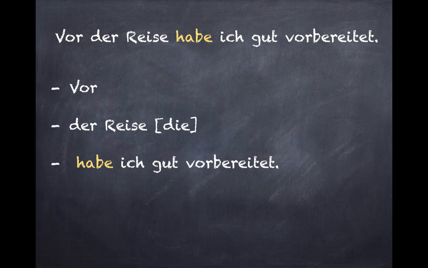Vor der Reise habe ich gut vorbereitet. Before the journey, I have prepared well. Vor der Reise. Vor is a preposition. Reise, the article is die, changes into der because it is a dative preposition. And then verb, habe, and the rest of the sentence. Since it is a perfect tense, we write the helping verb at the second place, which is habe, and vorbereitet at the last place, which is the participle perfect of the verb vorbereiten, to prepare.